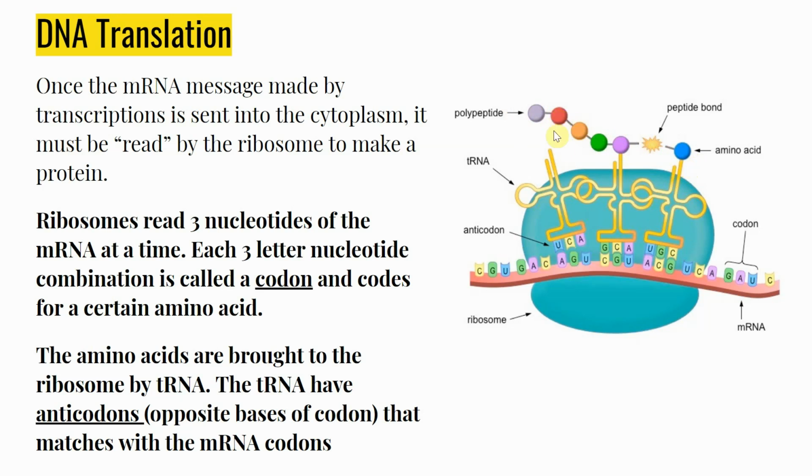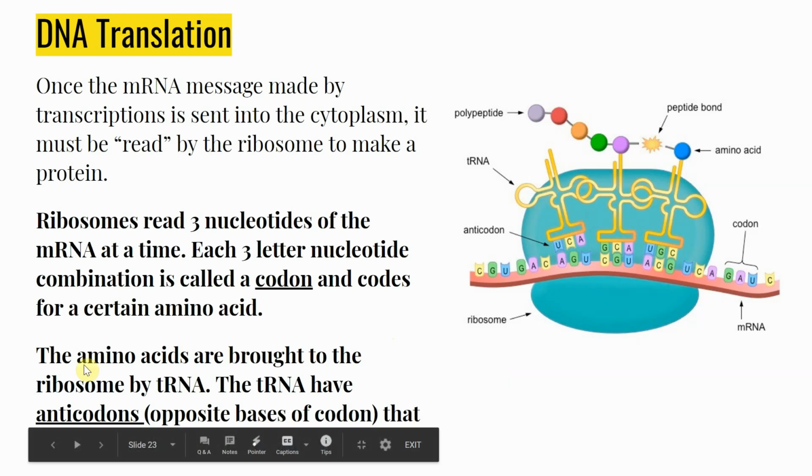So again, our amino acids are being brought to the ribosome by our tRNA. If you look closely here, you'll notice that the tRNA also has its own set of base pairs. It also has its own nucleotides built into it. However, we call those a different name. The tRNA have what we call anticodons. If you know what the prefix anti means, it's the opposite. So an anticodon is going to be the opposite bases of a codon that matches with the mRNA codon.